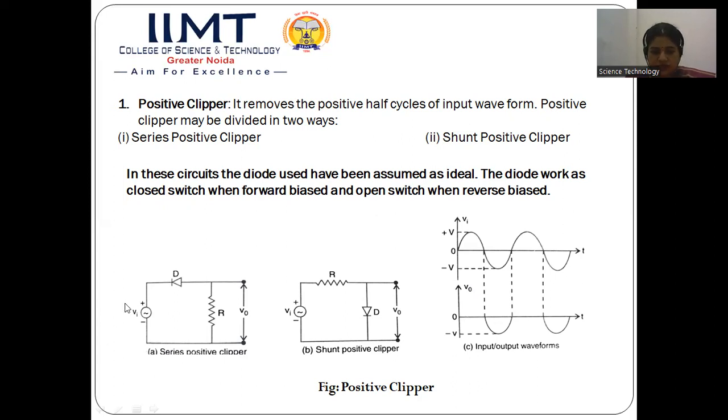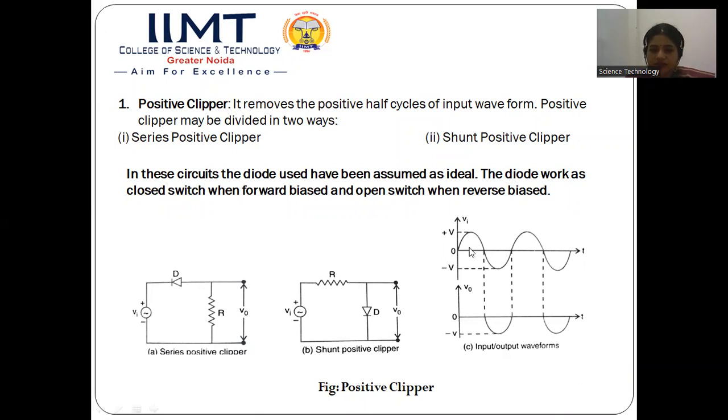So in the series positive clipper, as you can see, this is a diode. In the series positive clipper, the diode is basically in series with the low resistance. And in the shunt positive clipper, the diode is basically in parallel with the low resistance. So in the series positive clipper, this is a diode D, R is a resistance, output VO is obtained. VI is the input voltage or input signal applied across this.